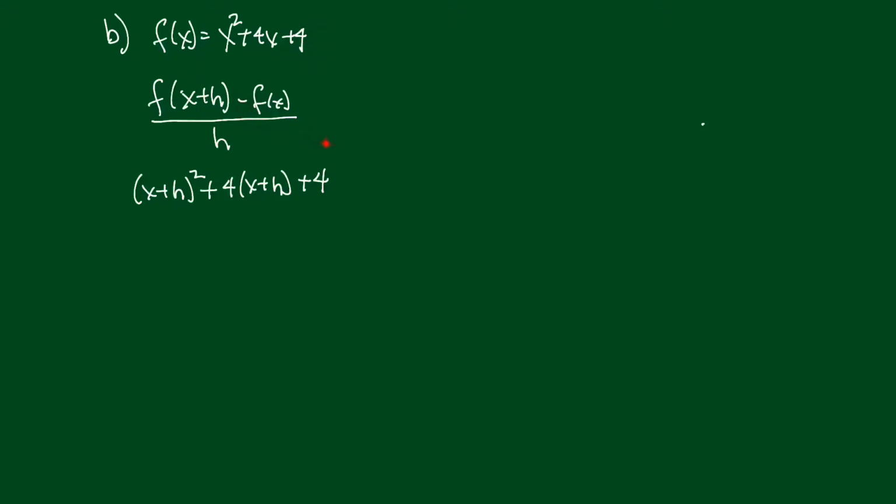Now, minus. All right, so here comes that minus sign. I'll draw it down here. There's the minus sign. Minus what? f of x. Here's f of x. It's those 3 terms. And because I have more than one term, I'm going to capture all of them by using parentheses. x squared plus 4x plus 4. Okay, I've got the top. Whole thing's divided by h.